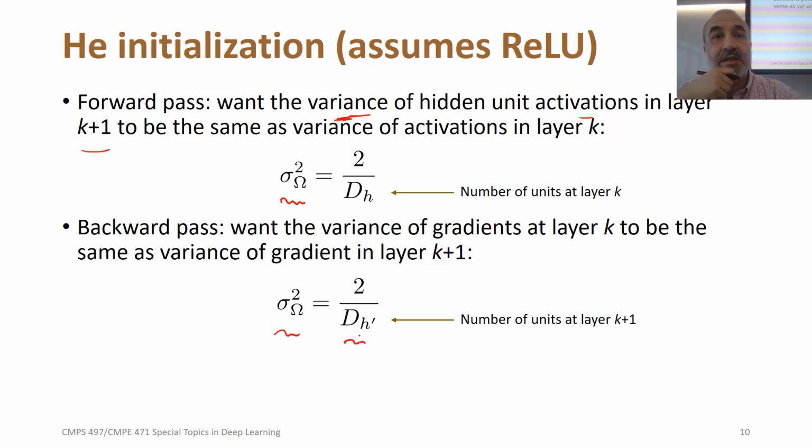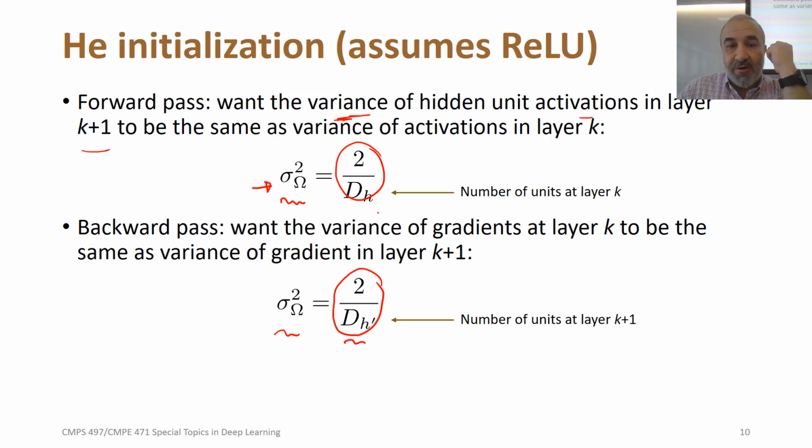It is the same concept, but instead of going forward, we are going backward. The derivative will be multiplied because it's coming from multiple nodes from the next layer. Now there are two rules. I want to make the variance of the weights between layer k and layer k plus 1 be like that, and I also want it to be like that. So can we do both?